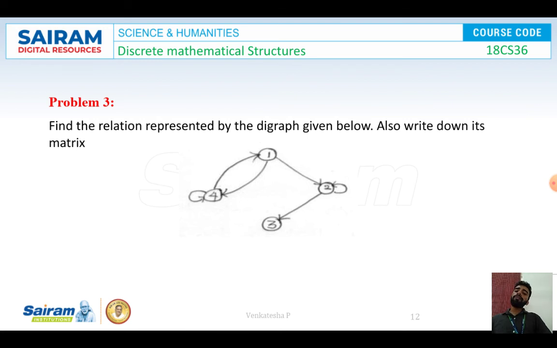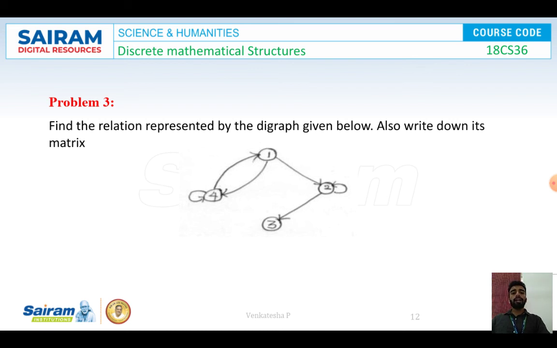So problem number 3. Find the relation which is given by the digraph given below and write down the matrix. So the first thing is R we have to find. From the R we can find the matrix also. So the digraph is like this. From this digraph I'm going to make the relation R first. So at 1 I'm having (1,4), and (4,1), (4,4), (2,2), (2,1), (2,3). So this is the value of R, we got it.